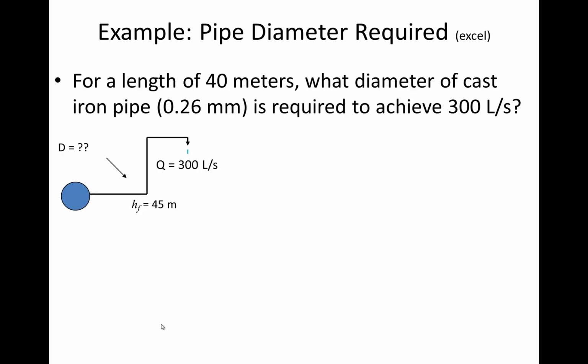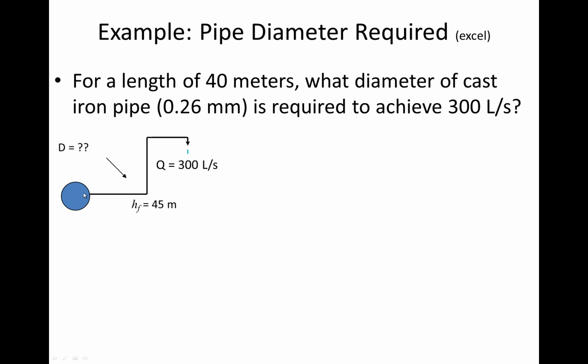Okay, so this is the example we didn't quite finish last time in class. We have a pipe length of 40 meters from some origin. Maybe this is a tank or a larger pipeline. Here we've got a lateral pipe, 40 meters long, and it's made out of cast iron, which we know the equivalent sand roughness is 0.26 millimeters, and we want to get 300 liters per second through there. And the head loss that's available is 45 meters.